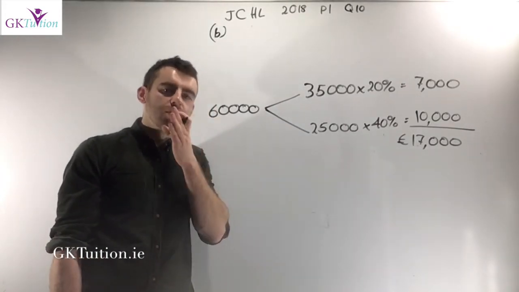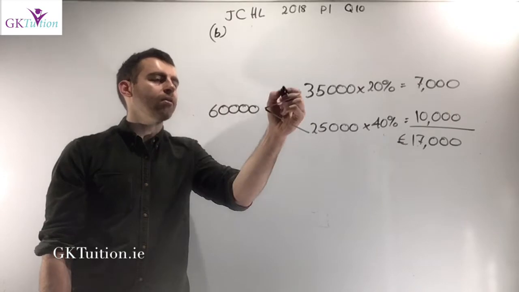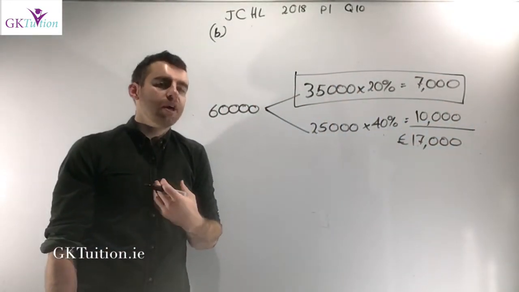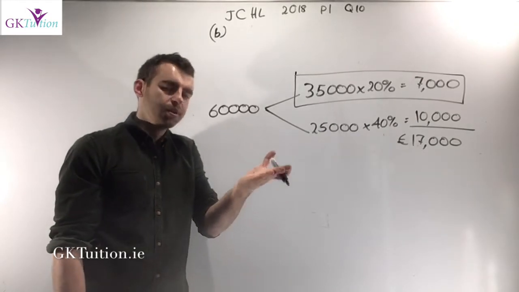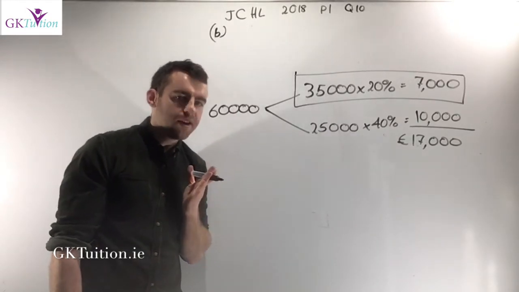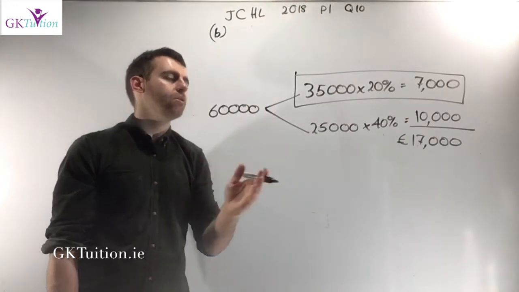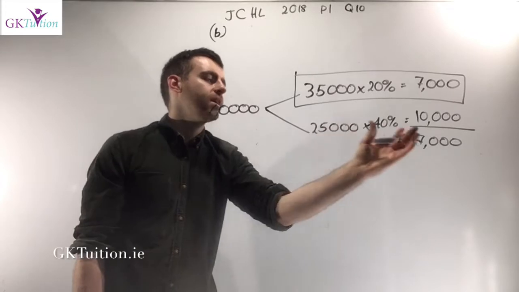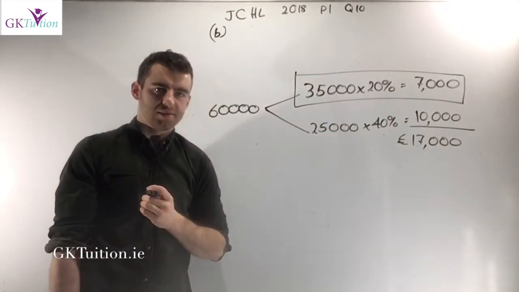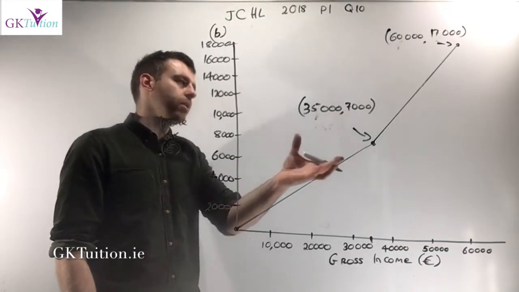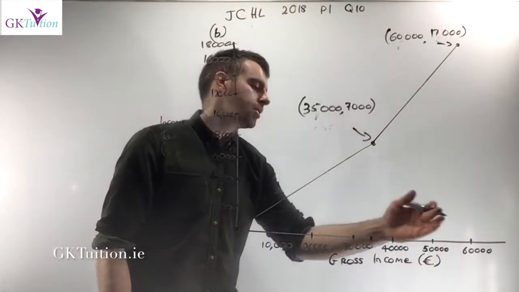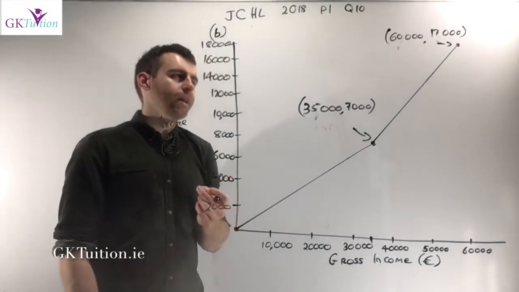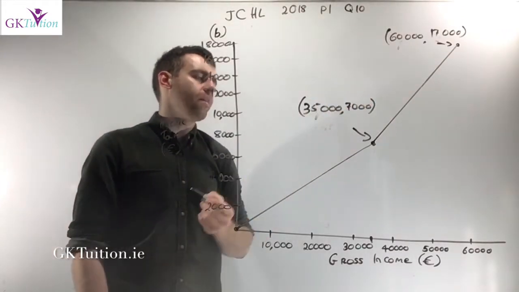So I can draw a straight line from the point that we drew a minute ago, where if you earn 35,000 euro, you pay 7,000 euro in tax. But then the graph just gets a bit steeper, and we can go in a linear fashion straight up to 17,000. So if someone is earning 60,000 euro, they'd have to pay 17,000 euro in tax. Once we've identified that figure, we can just plot it. When someone earns 60,000, they pay 17,000 euro in income tax. So you're basically plotting the point 60,000, 17,000.